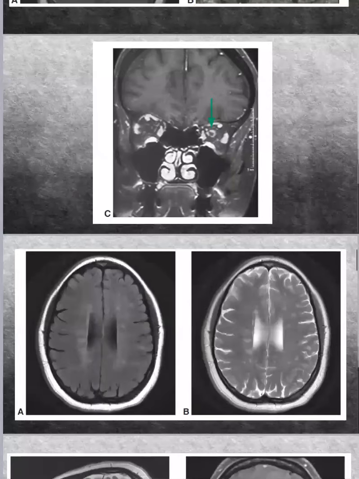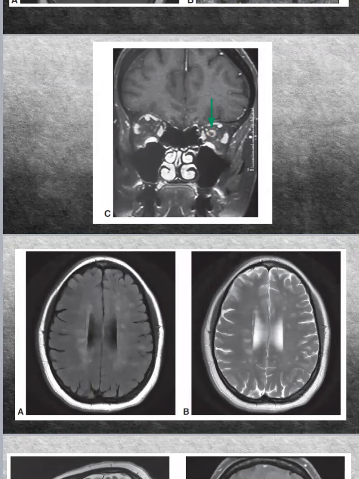Okay, look at this one. This one is the same example. Here you may have fat suppression, and after that you can see this, which is hyperintense, and this is another example of optic nerve sheath meningioma.